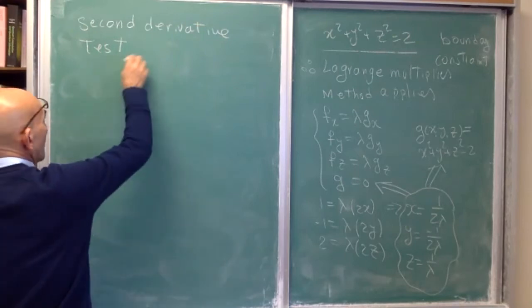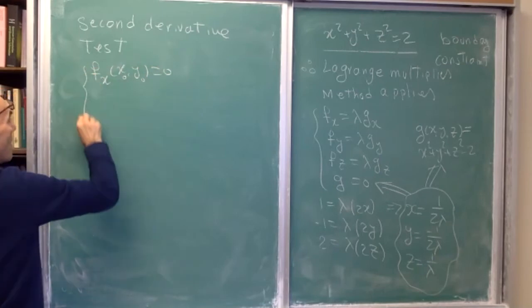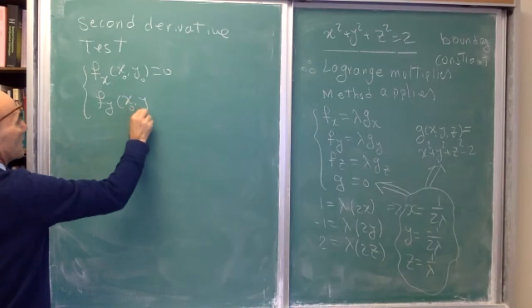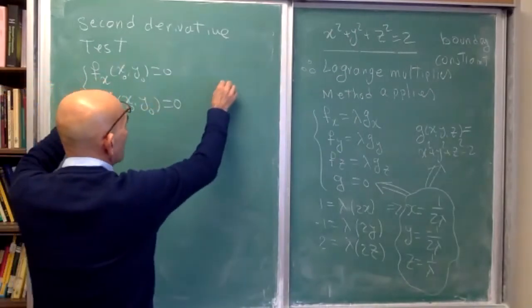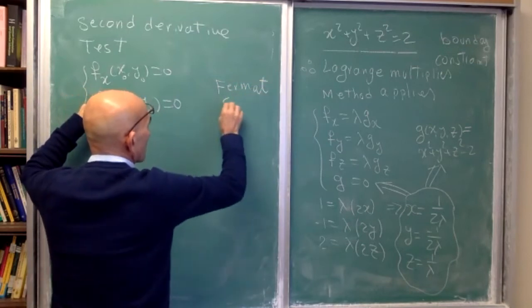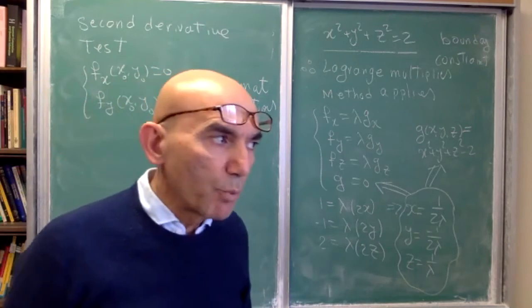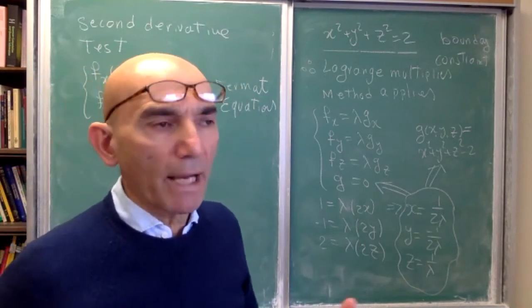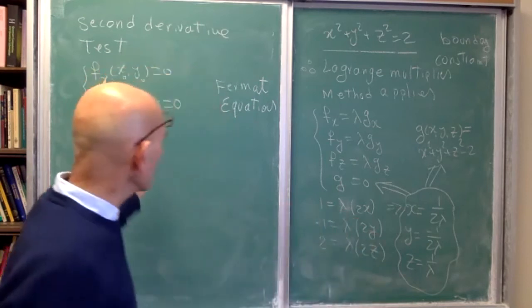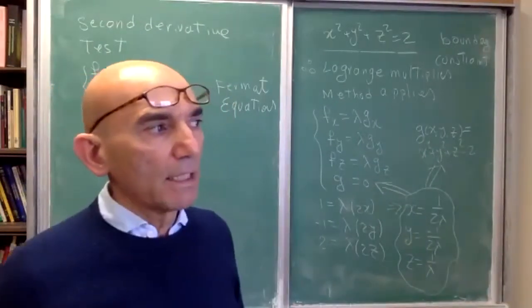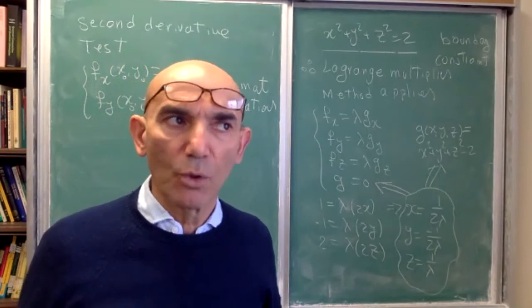So we found a point where fx at (x0, y0) equals 0 and fy at (x0, y0) equals 0. So this point satisfies Fermat's equations. But then the point is that we don't know if that point is a local maximum, local minimum, or maybe none of those. It could be none of those. Still the equations are satisfied, right? And luckily this second derivative test, in some cases, not always, helps us to decide if the point that we have found is a local maximum or local minimum.